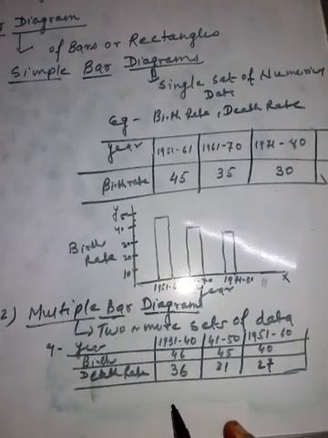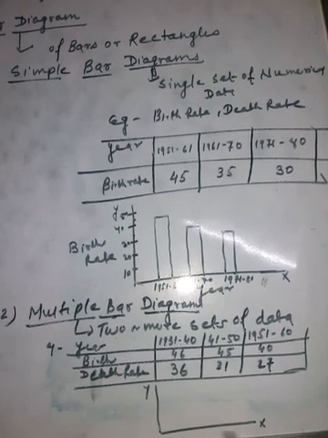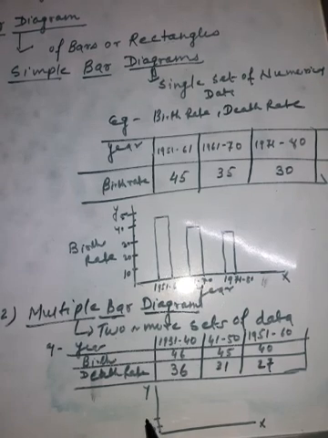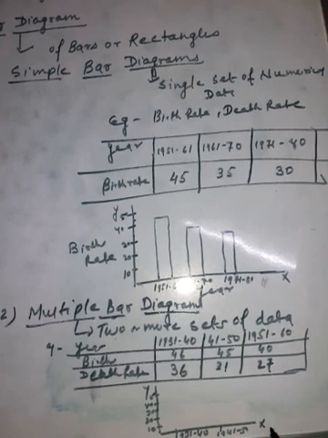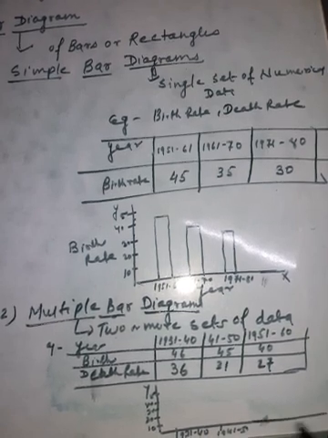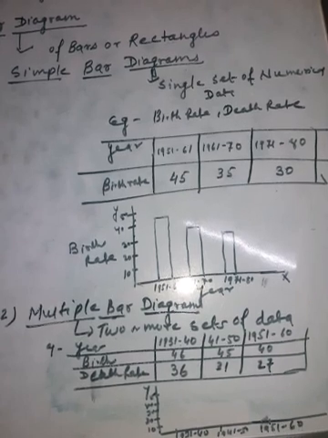Likewise, here will be the y axis, and here will be the x axis. Again we will take 10, 20, 30, 40 and 50. Likewise here I will write years: 1931 to 40, then 1941 to 50, then the next one is 1951 to 60. Suppose first I will draw the birth rate.